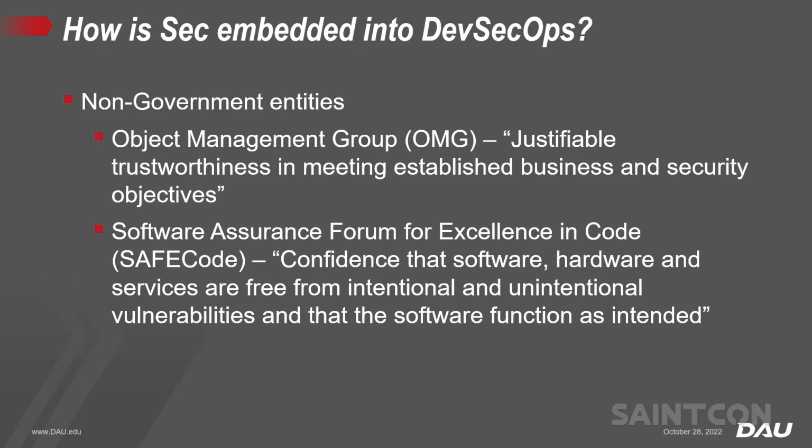To go further into how to get Sec embedded into DevSecOps, the non-government entities that I've been able to find with it is the Object Management Group, OMG. They do justifiable trustworthiness, meaning established business and security objectives. It's kind of interesting they had business objectives in it. So the bottom line for businesses is profit and making sure that they're able to do products that they can sell and everything else. Kind of interesting within that. And then you got SAFECode, which is the Software Assurance Forum for Excellence in Code. This kind of aligns a lot with the government definitions that are out there. And the big thing is that you have to think about the whole system.